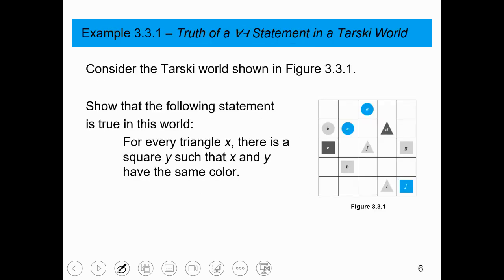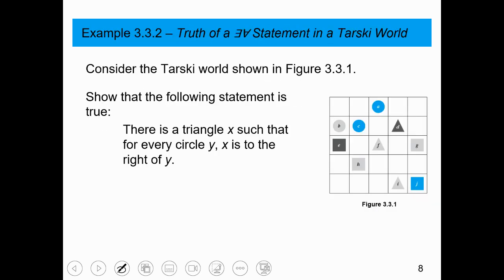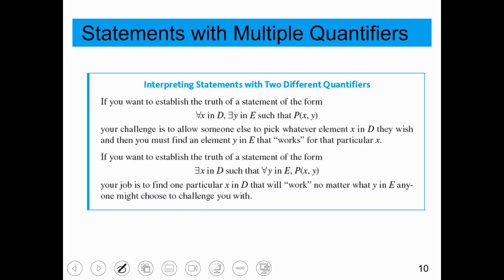We're going to skip the Tarski example for now, but if you want to walk through this, this PowerPoint will be in Canvas under the module for PowerPoints. I'm going to skip to this summary.